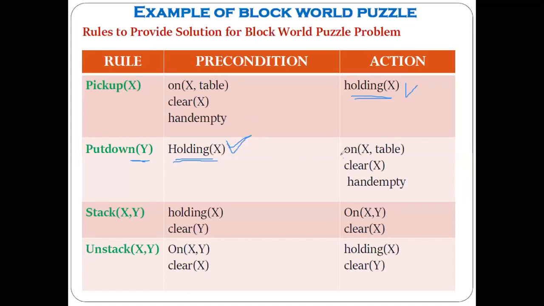Now what can the action for putting down Y be? You have to first have on X table. X must be on the table. Clear X. X must be free. Understood. And hand empty. You got the point. In the hand there should be nothing. Then only the holding of X can be done and put down of Y can happen.